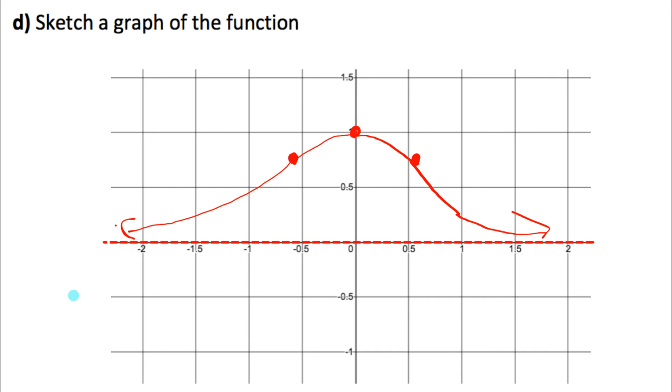Okay, that's it for our lesson on rational functions. In our next lesson, we're going to do lots more curve sketching examples.